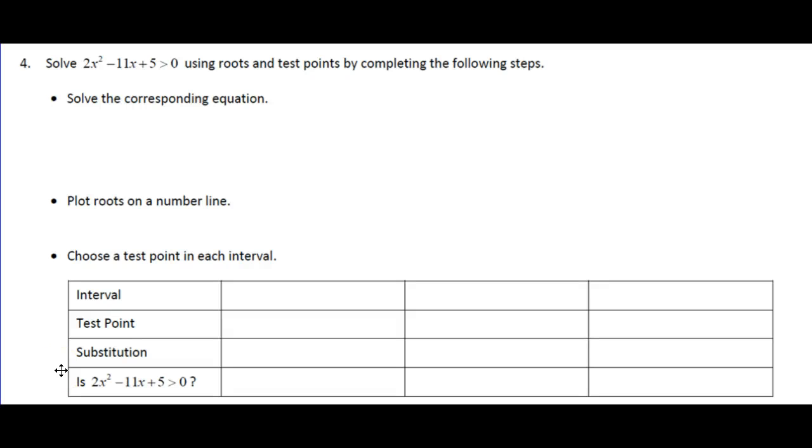All right, so three methods of algebraically solving a quadratic inequality in one variable, x. Solve 2x squared minus 11x plus 5 is greater than 0 using roots and test points by completing the following steps. Right? So we're making a cake mix simple. That's what you've got to do. Solve the corresponding equation. As a matter of fact, that's common to everything. You must solve the equation.